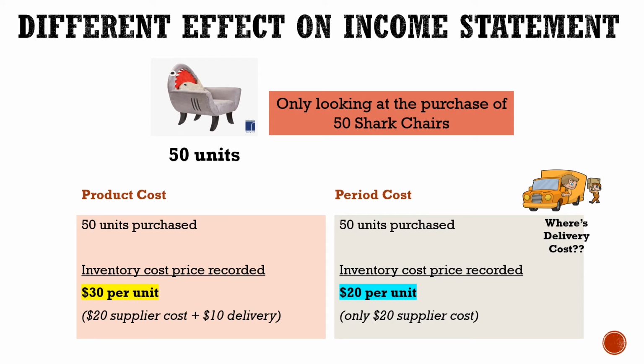Now in the case where product cost was used, where only shark chairs were purchased, the inventory cost price recorded for each unit of the shark chair would be $30 per unit, and this represents the $20 supply cost plus the $10 delivery cost. On the other hand, if period cost was used in a case where the shark chairs were purchased alongside other inventory, which were the couches, in this case, the inventory cost price recorded for each unit of the shark chair would be $20 per unit, which represents only the supplier cost.